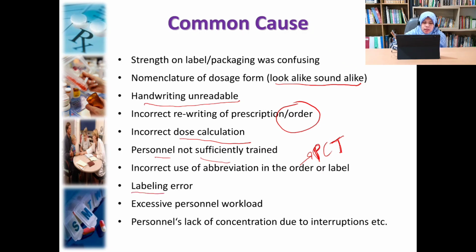The next is labeling error, and this is the important part, excessive personal workload. The pharmacists usually have a lot of prescriptions and a lot of work to do in the drug preparation process, but we have a lack of personnel, or they are very tired with a high workload, so this can also cause medication error. The next is concentration of the personnel, because this is related with the workload or maybe any interruption when the pharmacist prepares the medication.